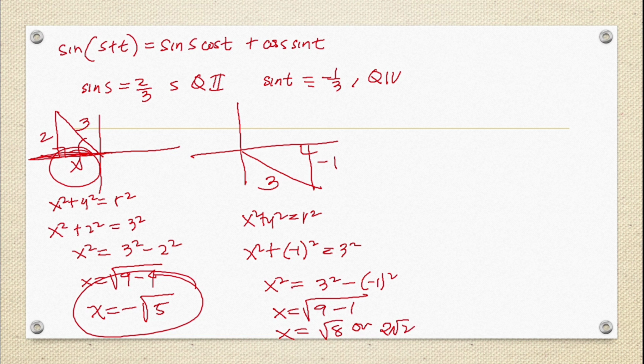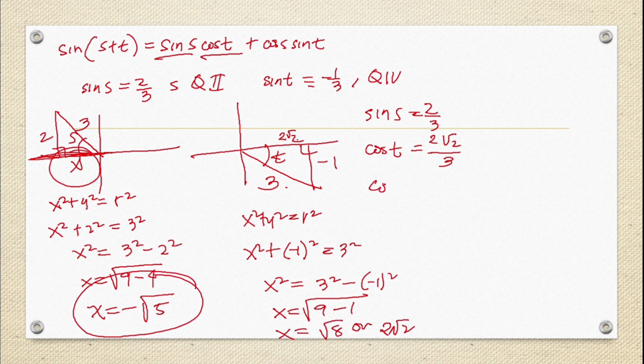Alright, so the problem here is we need to find sine of s plus t. So first we have to have sine s. The requirement here is we need to find sine s. Sine s is equal to 2/3. Next is cos t. Cos t is not given. So if this is our t here, and this is our s, we're going to have here 2 square root of 2. Cosine is adjacent over the hypotenuse. So therefore the result is 2 square root of 2 over 3.